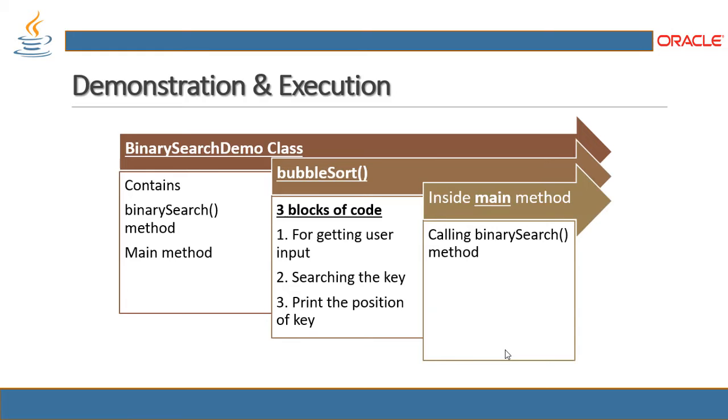Now let's take a look at the demonstration. For understanding the binary search algorithm, I came up with a Java application, and it has a class BinarySearchDemo which contains a binarySearch method and the main method. This application is divided into 3 parts. First we get the user input, and the input has to be sorted. Then we get the key value the user needs to find, and we print the position of the key. Inside the main, we simply call the binary search method.